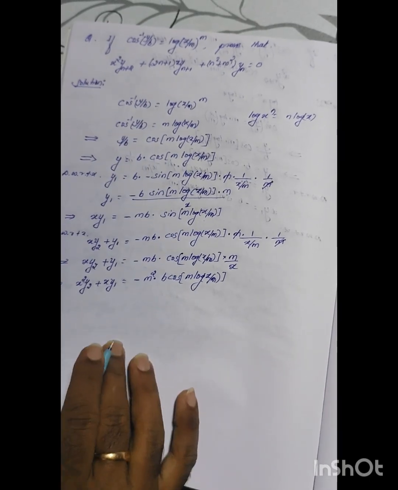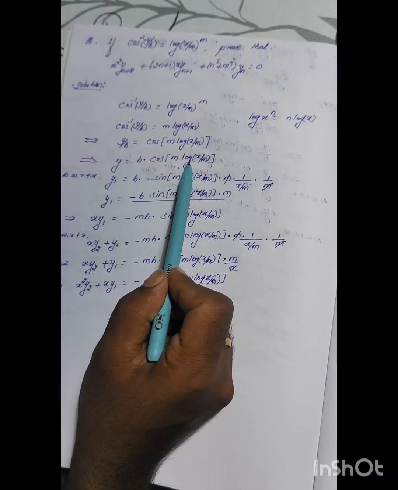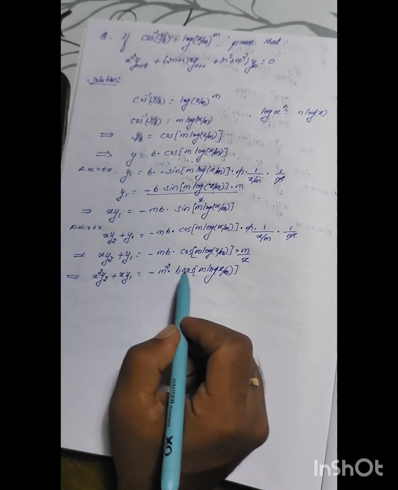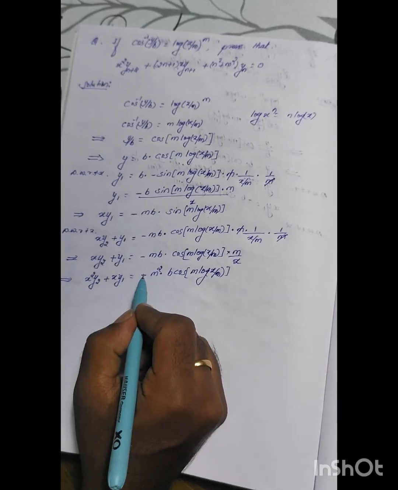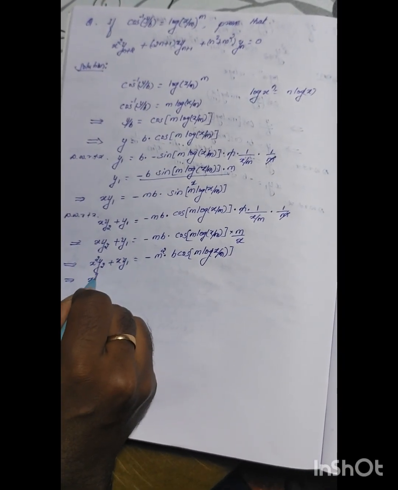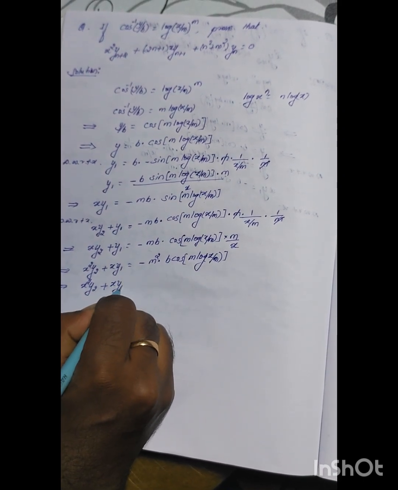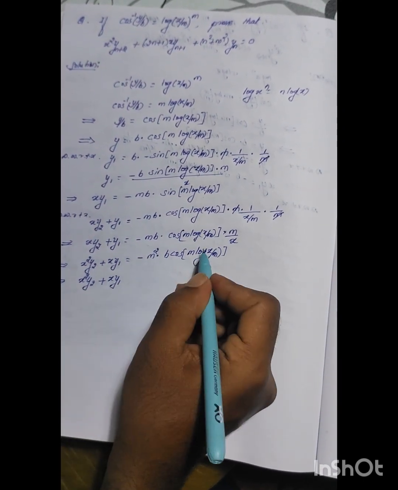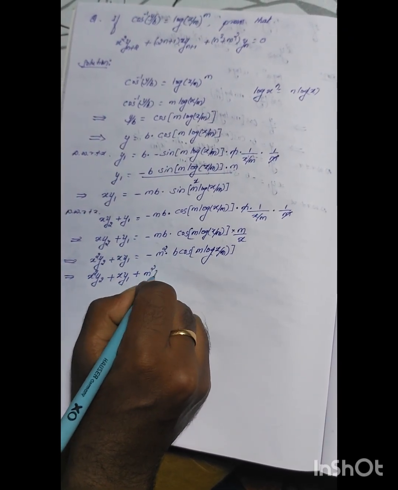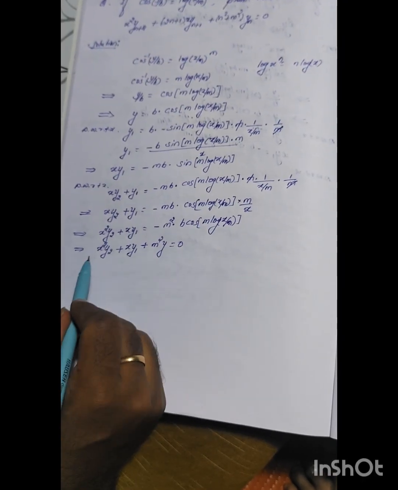So if you see that, just observe here, what is y? Y is b into cos of m log x over m. So this is b into cos of m log x over m. So this term can be written as minus m square y. So this implies x square y2 plus xy1, okay, here minus m square y, so I will take that to this side, so that will become plus m square y will be equal to 0. Yeah, now we have got an expression in second order.